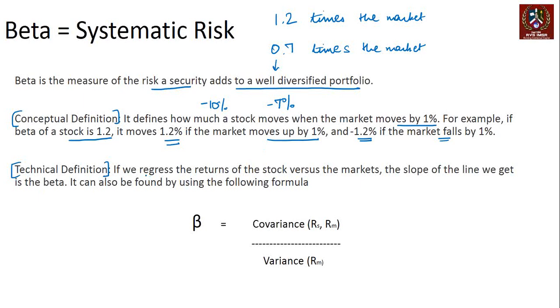Technical definition: if you just do a simple linear regression of the stock's returns with the market returns, the slope of the line you get is what is called the beta. It can also be found using the formula beta equals covariance between the stock returns and the market returns divided by variance of the market, right? Technically, what you're doing is this. You have a curve where basically this is the 0 point. This is where you are plotting the market returns. This is where you are plotting the stock returns.